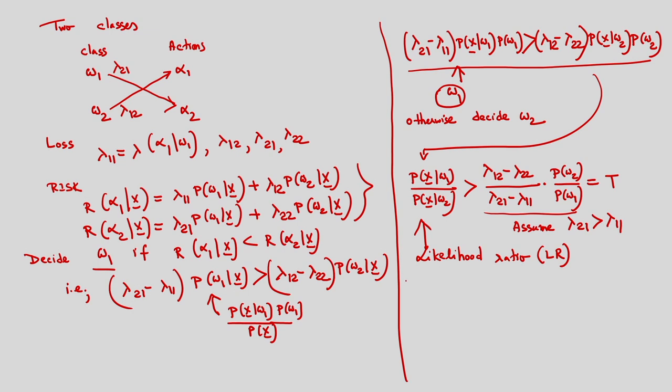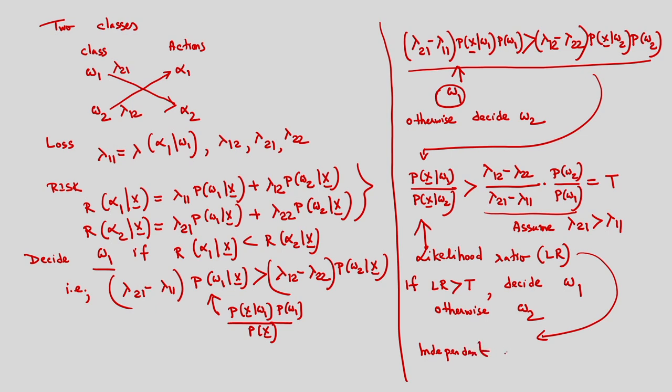So what is the decision rule? If the likelihood ratio is greater than the threshold, then decide the class omega 1. Otherwise, the class is omega 2. So this is the decision rule. What is the advantage of the likelihood ratio? The advantage is that this ratio is independent of the Fisher vector x. So only we have to consider the likelihood. Based on the likelihood ratio, we can take a classification decision, and this ratio is independent of the Fisher vector x.